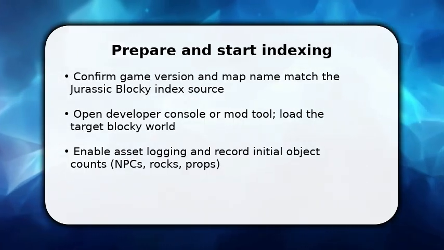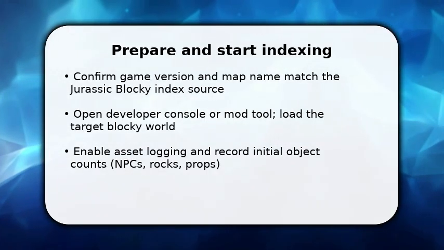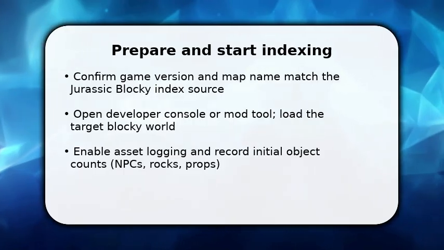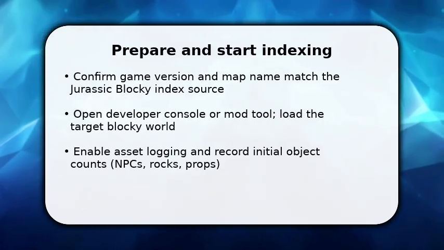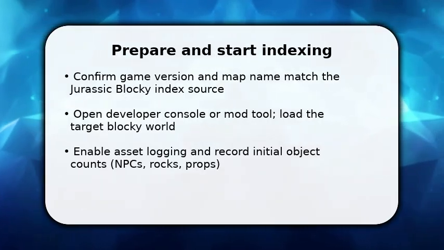Once done, enable asset logging and capture initial object counts for NPCs, props, and terrain features, so you have a baseline to compare as you extract indices and avoid duplicate entries.